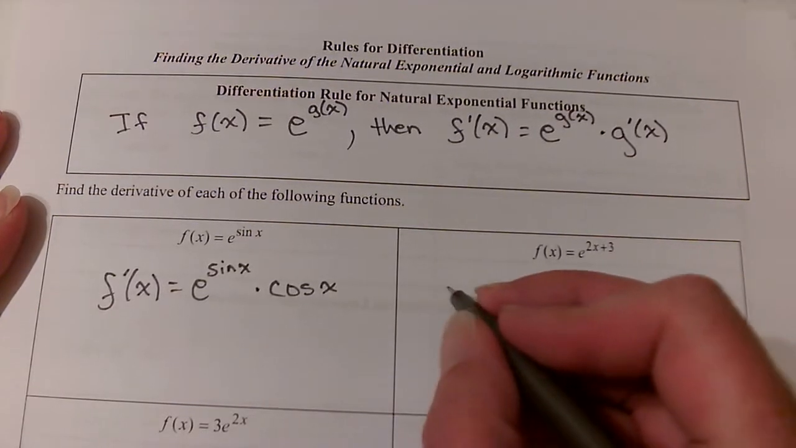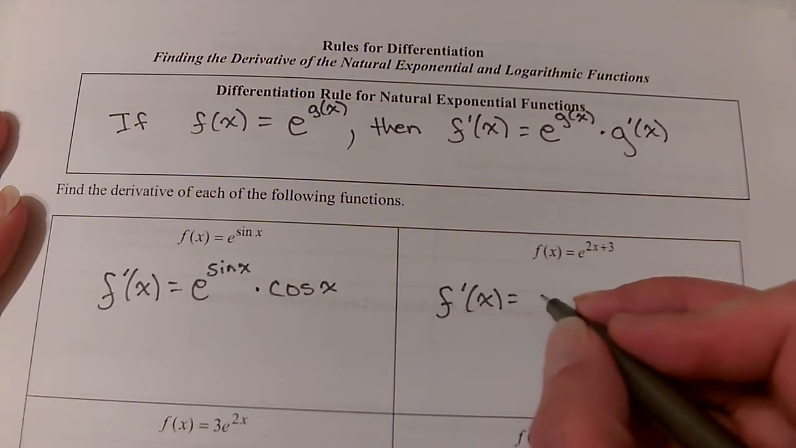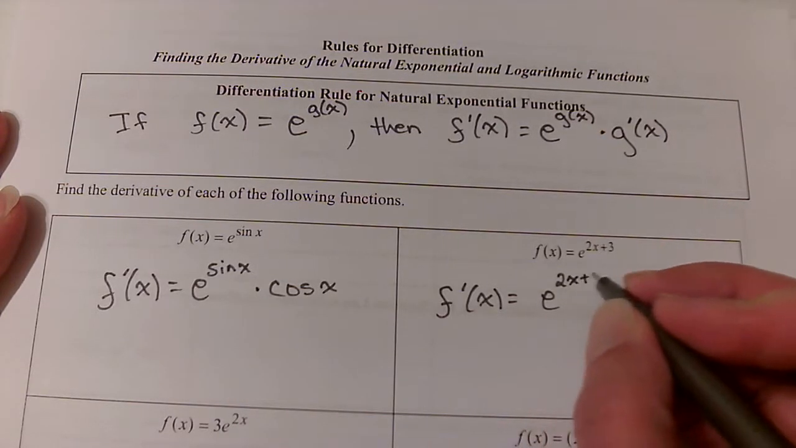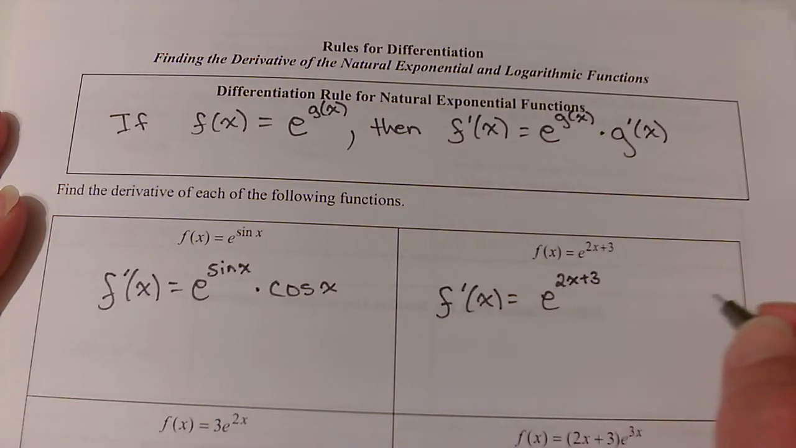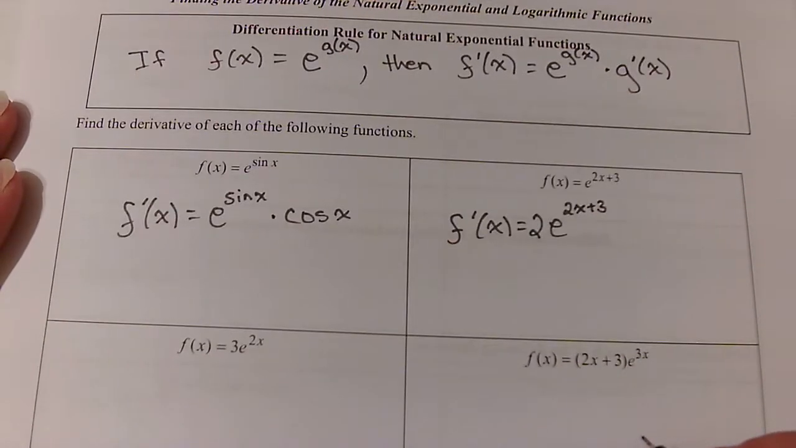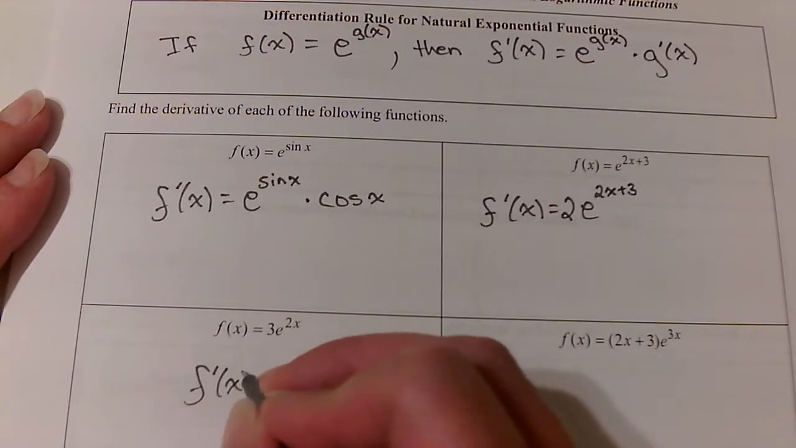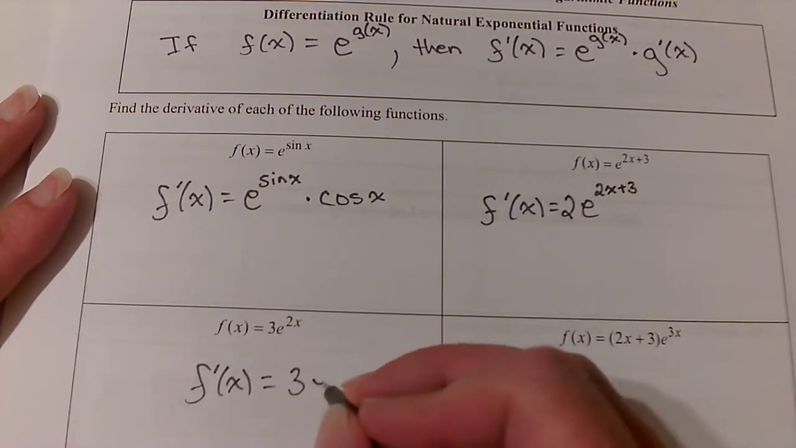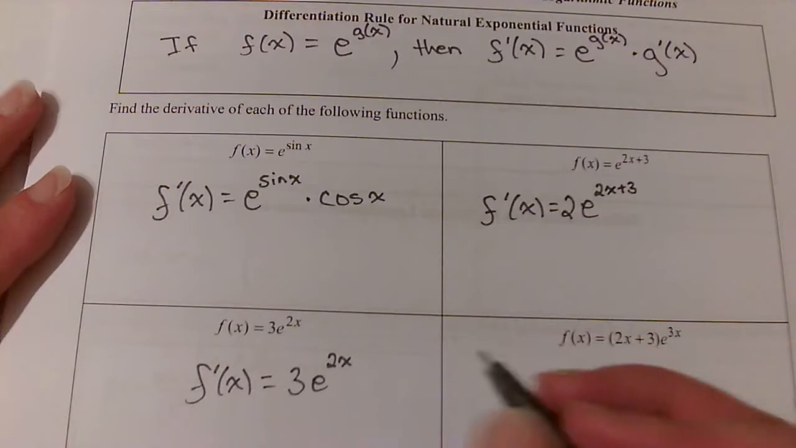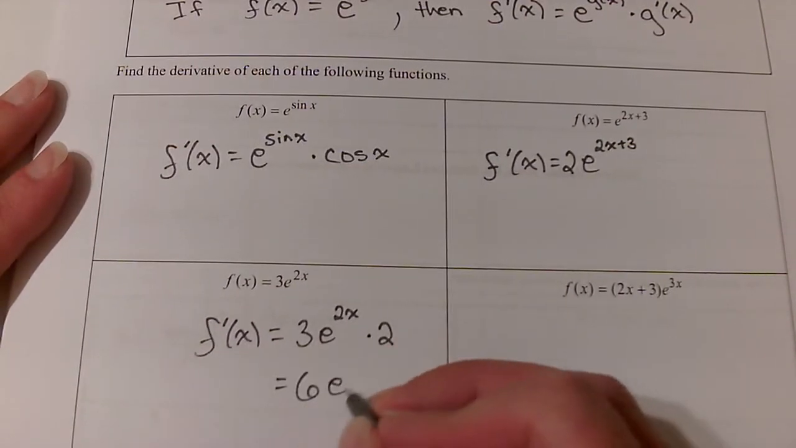E to the 2x plus 3 is going to be f prime of x equals e to the 2x plus 3 times the derivative of that exponent, which is going to be times 2. So I'm just going to put the 2 in the front. What about here? Oh no, there's a number in front. No problem. 3 e to the 2x times the derivative of the exponent. So that's really 6 e to the 2x.